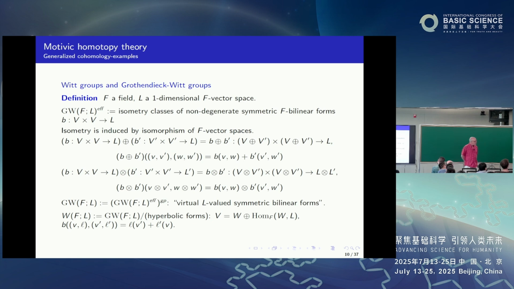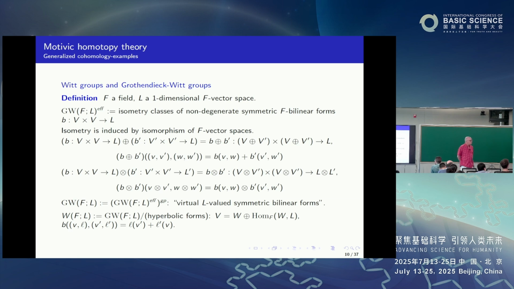In any case, we start out with non-degenerate symmetric F-bilinear forms on a finite dimensional F-vector space V with values in our one-dimensional F-vector space L. If we take a basis for all these things, that's just symmetric n by n matrices, if n is the dimension of V. Isometry is induced by isomorphism on V. Again, if you're using matrices, it's just the relation that a symmetric matrix B is equivalent to A transpose times B times A, where A is an invertible change of basis matrix.